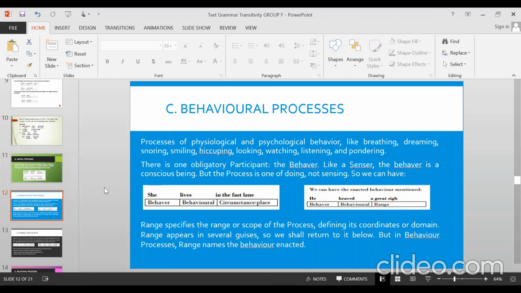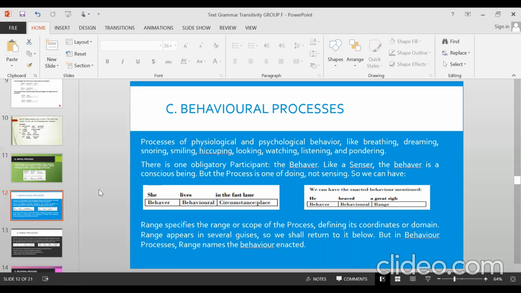And the next slide is about behavioral process. Processes are physiological and psychological behavior like breathing, dreaming, snoring, smiling, hiccuping, looking, watching, listening, and pondering. There is one obligatory participant, the behaver, like the sensor, the behaver is a conscious being. But the process is one of doing, not sensing. We can have the example below.